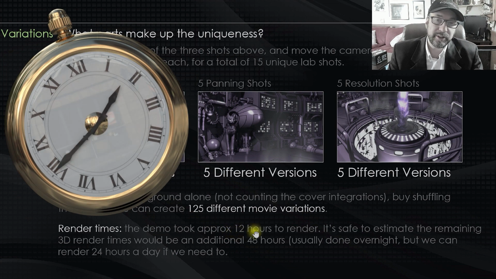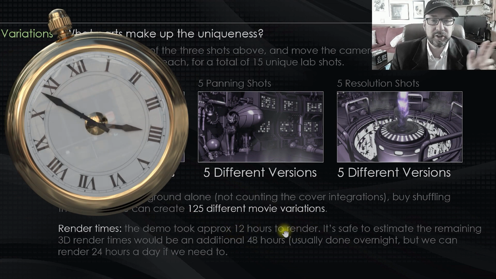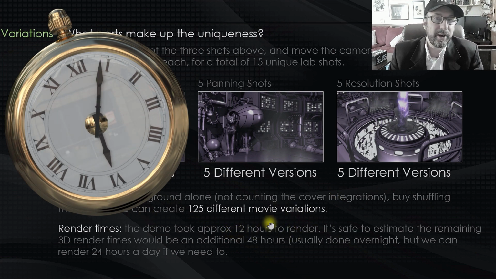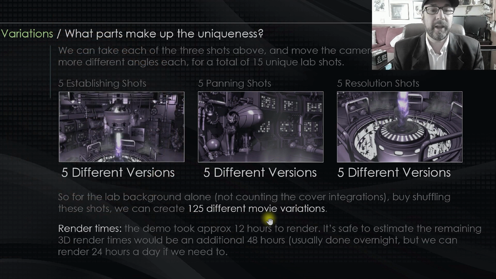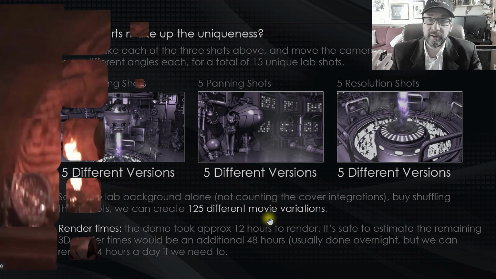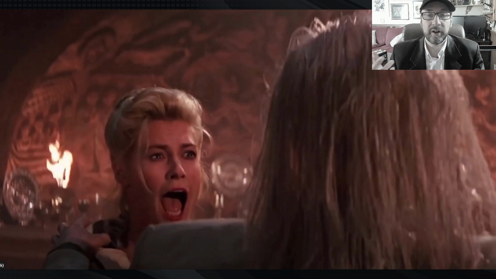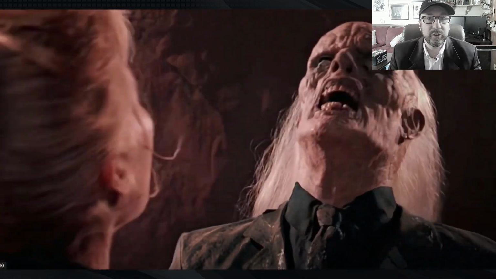The demo took about 12 hours to render in 3D. To create 15 of these would be about 48 hours on our current farm, which is not too bad. But if you extrapolate 15 renders all the way to 5,000 renders, you're talking about, I don't know, 400 days of rendering. I'm not going to figure out the exact math, but it's far more time than we had.